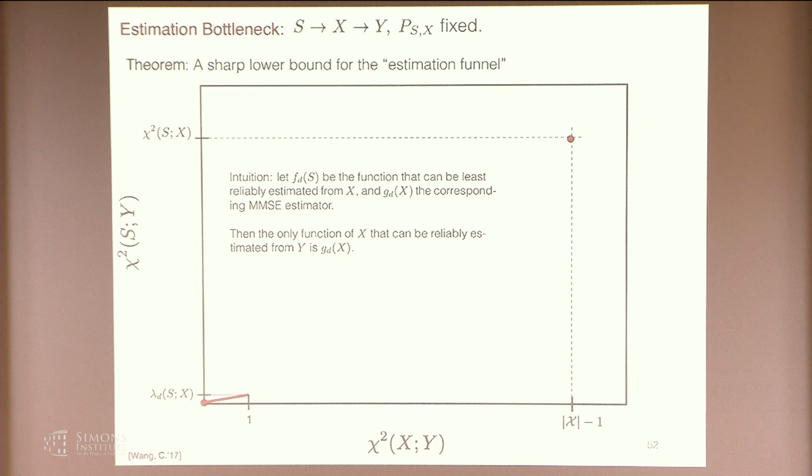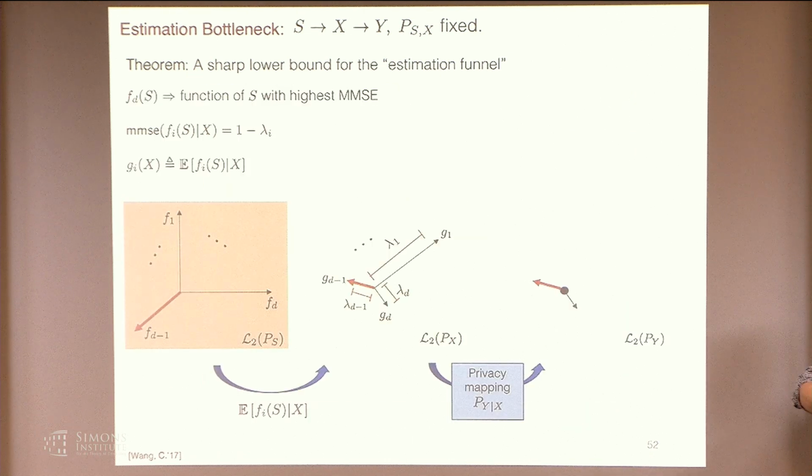Now, let's assume that you're walking here and you're releasing a little bit more information about X through Y. The second direction that you're going to reveal this information is the one that's aligned to the second hardest function to estimate in an MMSE sense, f_{d-1}.